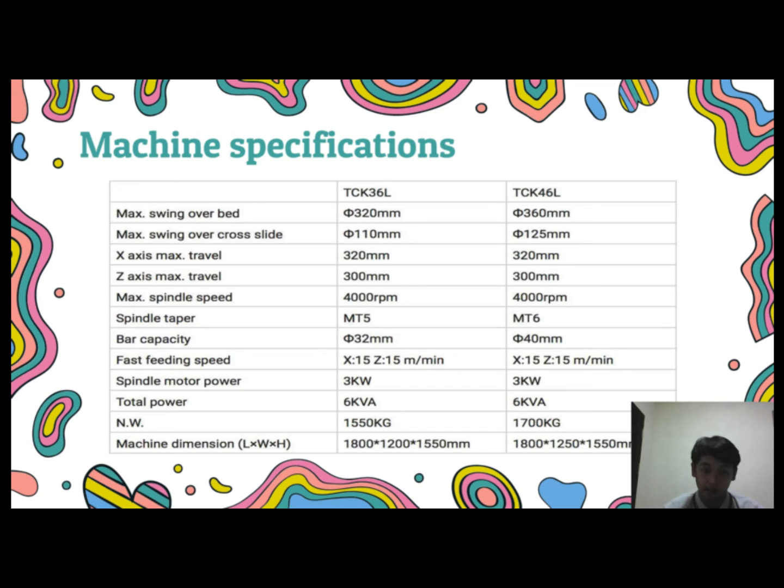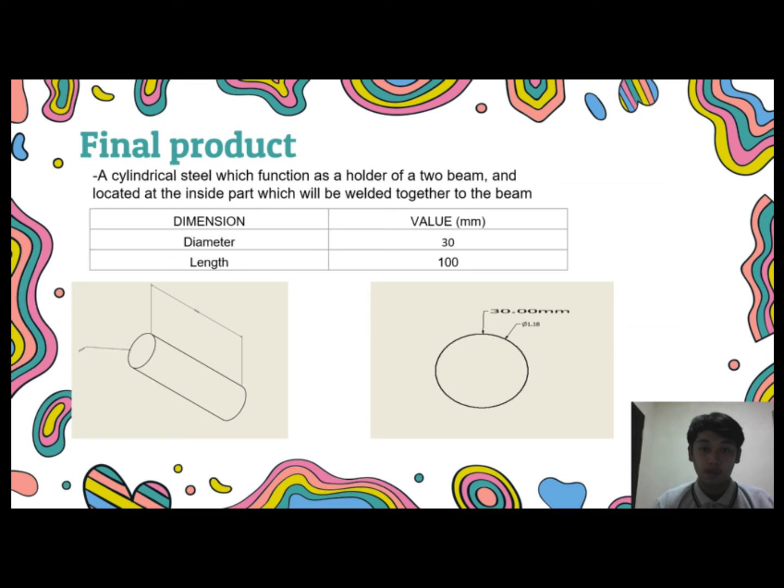For the machine specification, as you can see here, the max swing overhead is 360 mm in diameter, 125 mm over the cross slide. X-axis max travel is 320 mm. Z-axis is 300 mm. Max spindle speed is 4000 RPM. Spindle taper is 76. Bar capacity is 40 mm in diameter. Fast traverse speed is X15, Z15 meters per minute. Spindle motor power is 3 kilowatts. Total power is 6 kilovolt-amperes. Net weight is 1700. And the machine dimension is as follows.